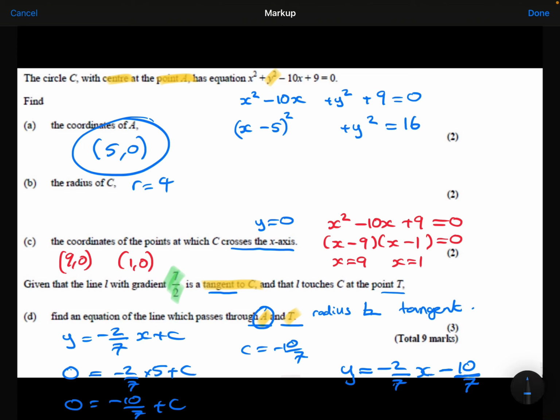And it doesn't say how we need to leave our answer in this case, so I could just leave my answer like that if I wished. We could obviously times through by 7 and move everything to one side if we wanted to write it in a simpler form, but it's perfectly fine to leave it like that here.